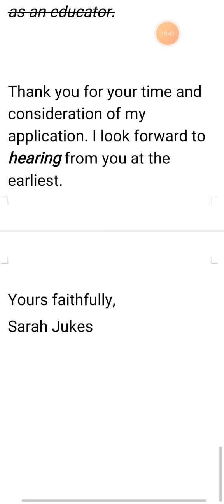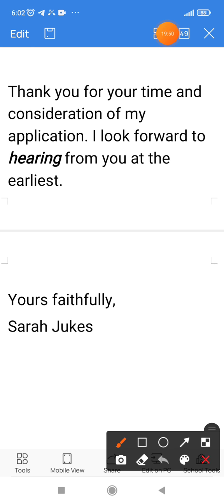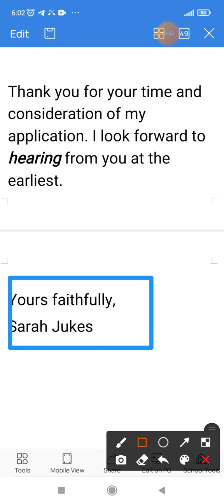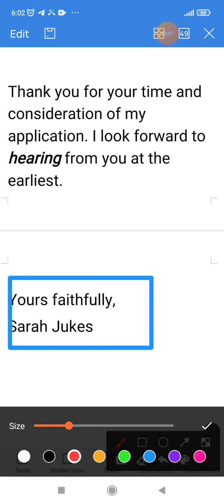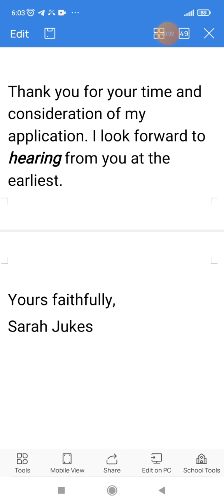And then here is the closing. The closing should be such that it is simply yours faithfully, and you put a comma. Then you write a full name. The full name doesn't have to be your name. Just look for an English name. Then don't make the mistake of putting a full stop in after writing the full name. It is very wrong. So you don't put a full stop. You just write the full name and leave out the full stop, right? Don't add a full stop.